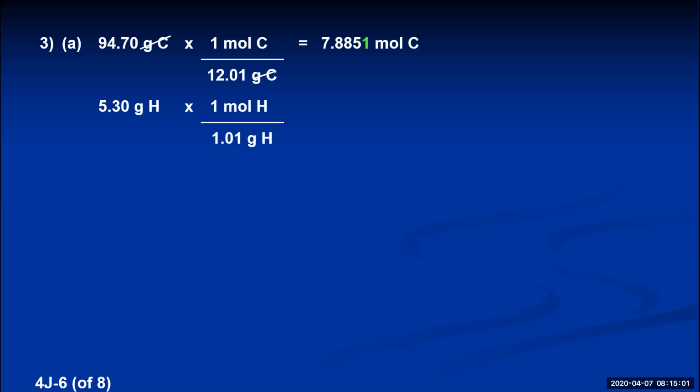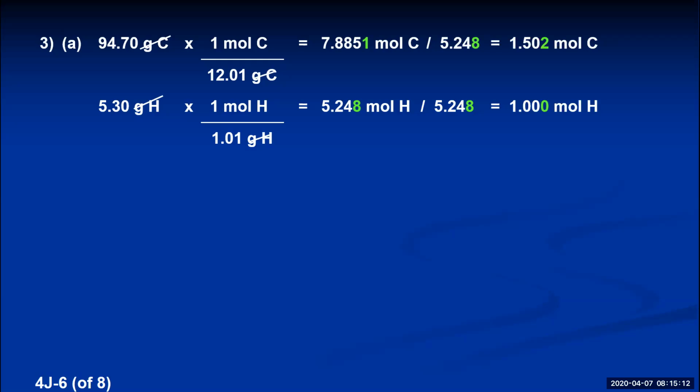When you have the masses of all the elements that make up the compound, use their molar masses to convert them into moles. So this sample must contain 7.8851 moles of carbon, and using hydrogen's molar mass, it must contain 5.248 moles of hydrogen. Divide each of those by the smallest number, and that gives you a simple ratio, which comes out 1.50 moles of carbon to 1.00 moles of hydrogen. The 1.50 is not close to an integer. It's almost exactly 1.5, so I'm going to multiply both of these numbers of moles by 2, and I get my empirical formula of C3H2.